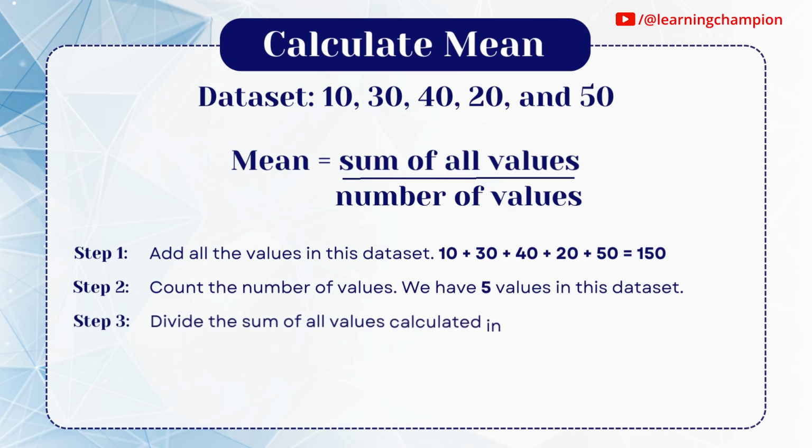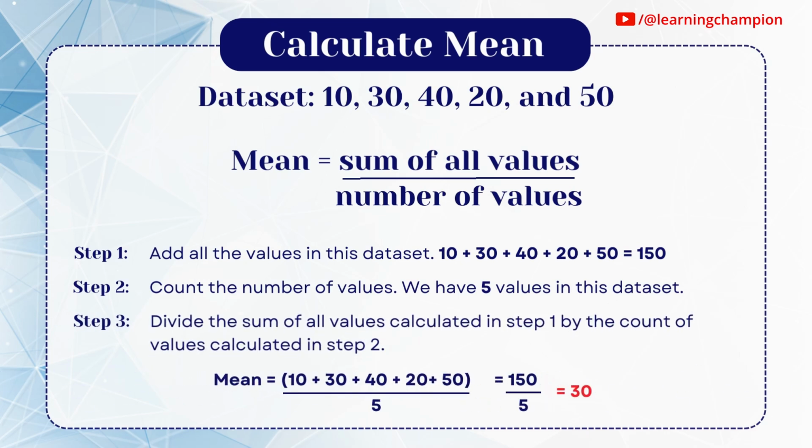And now step 3 is to divide the sum of all values calculated in step 1 by the count of values calculated in step 2, which gives us 30. Hence, mean of this dataset is 30.